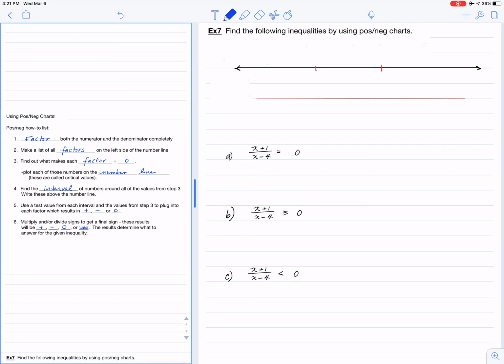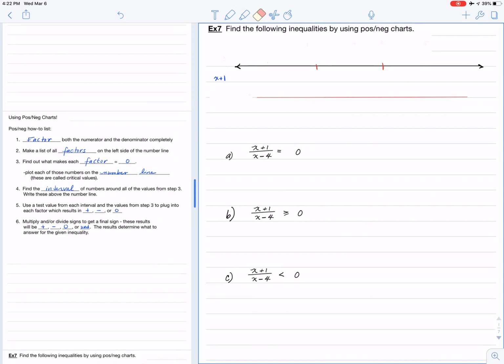And my numerators and denominators, notice on part A, B, and C, they're all exactly the same. And they're already factored. Step number 2 says that I should make a list of all of the factors, whether they're on top or on bottom. And so that's what I'm going to do next here. The x plus 1 is one of my factors, and x minus 4 is the other factor.